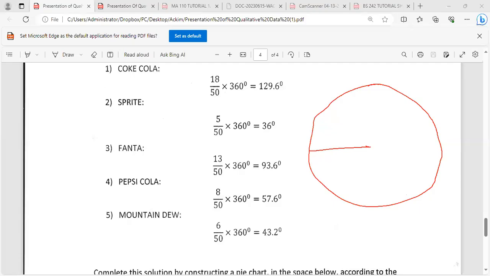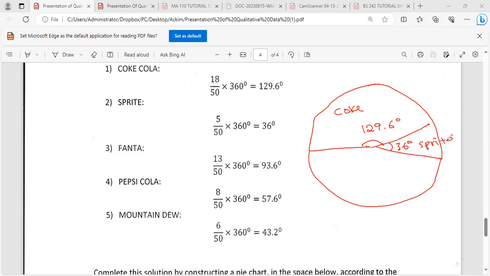Like that, 129.6 for the coke, we got that. So it's just now a matter of putting it there. If we say this is our coke, indicate 129.6 degrees, and indicate that this is your coke. Then you have Sprite at 36, so you indicate that that's your 36 degrees and that this is my Sprite.